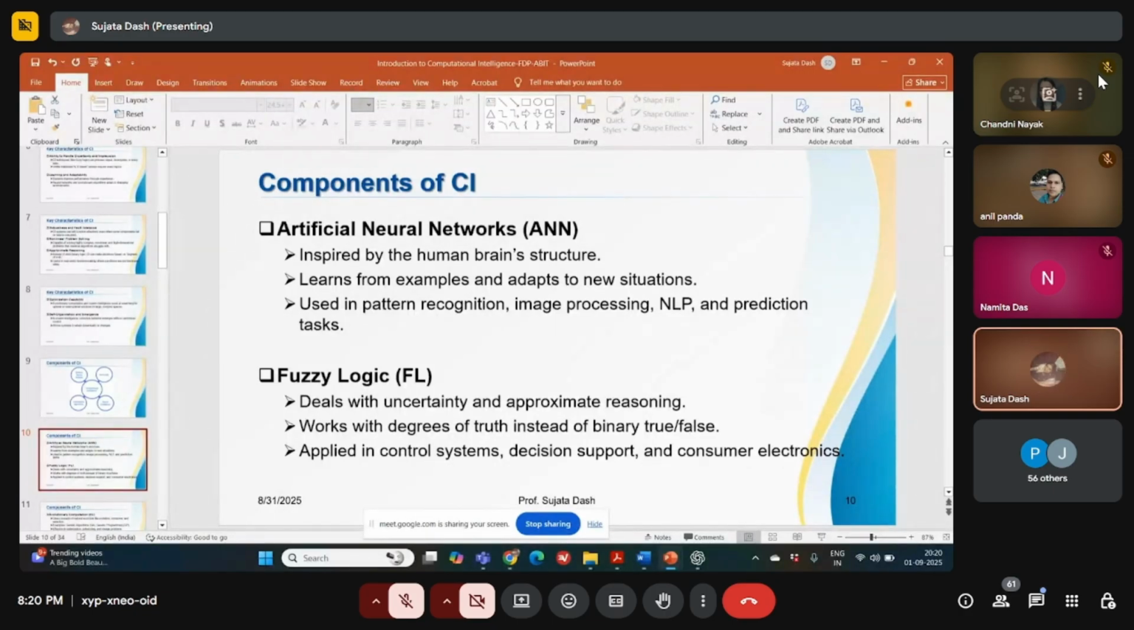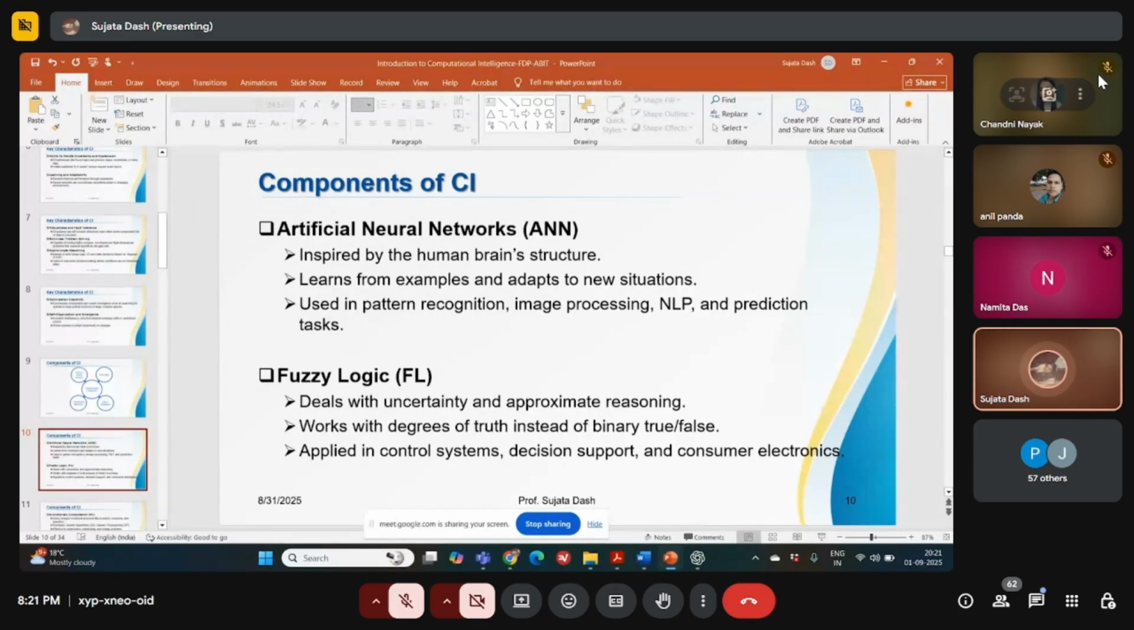So, all of us know this ANN is inspired by the human brain structure, or think of ANN as a computer's version of the human brain. Just like our brain learns from experiences, ANNs learn from data and examples. So once ANN is trained, they can adapt to new and unseen situations, making them powerful for solving problems where the rules are not clearly defined.